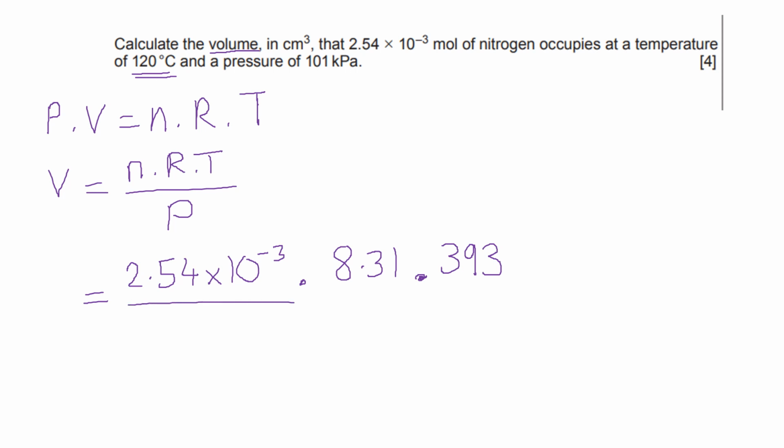And then we're going to divide by pressure. Now the pressure is 101 kilopascals, which is 101 times 10 to the power of 3, we times it by 1,000 pascals. And you chuck all that into your calculator and it'll give you the answer in meters cubed.